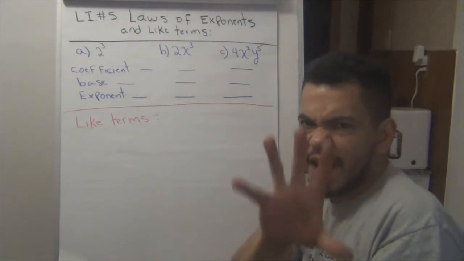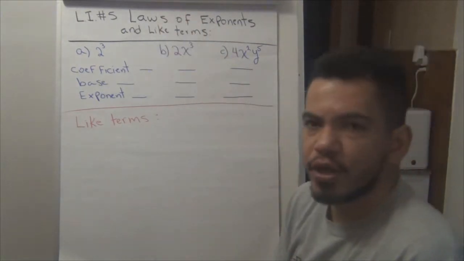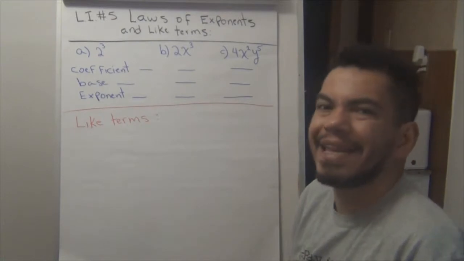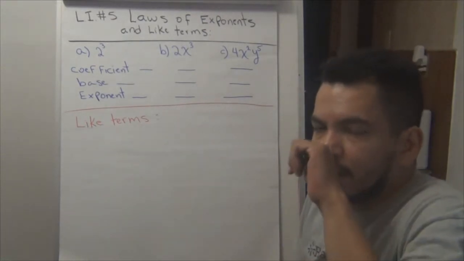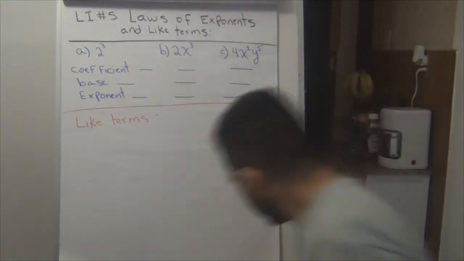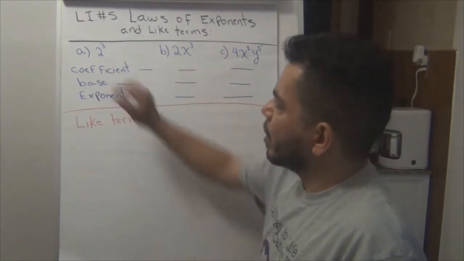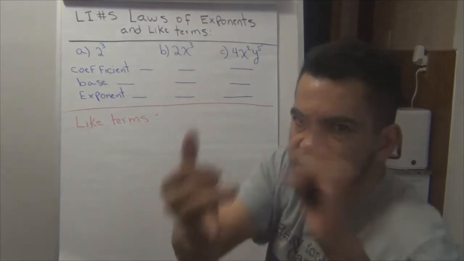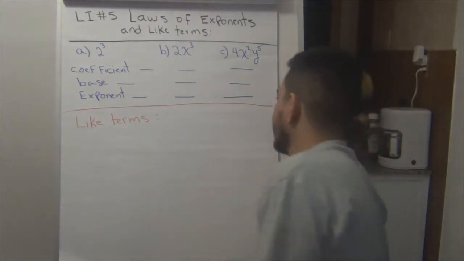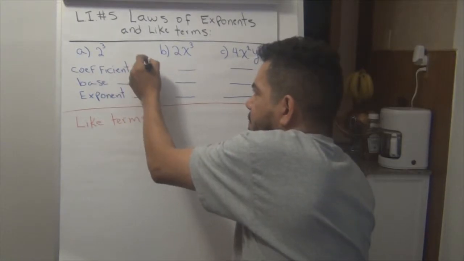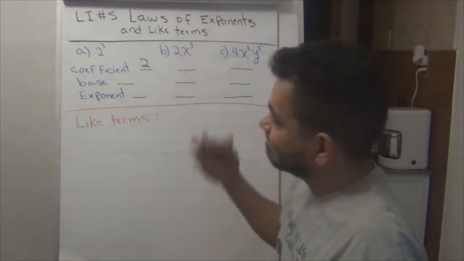Learning intention number 5: we're going to be looking at the laws of exponents, and also reviewing some like terms. So let's see. First, we've got these 3 examples, and we are going to identify the coefficient, the base, and the exponent. Here, my friends, the coefficient is the numerical value, which is 2.